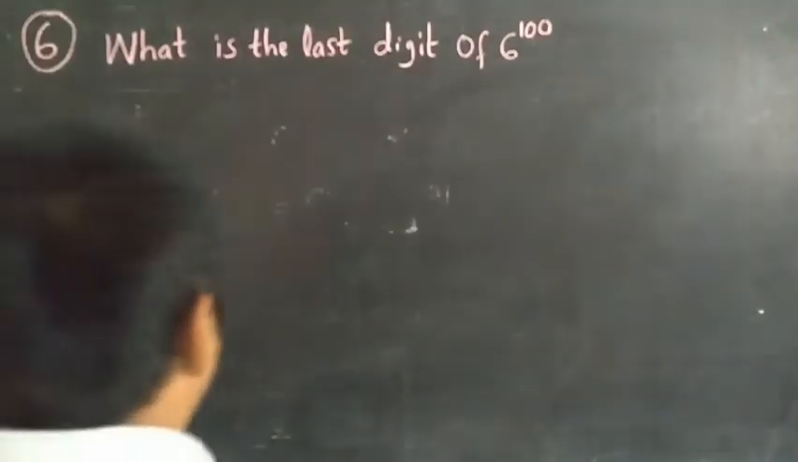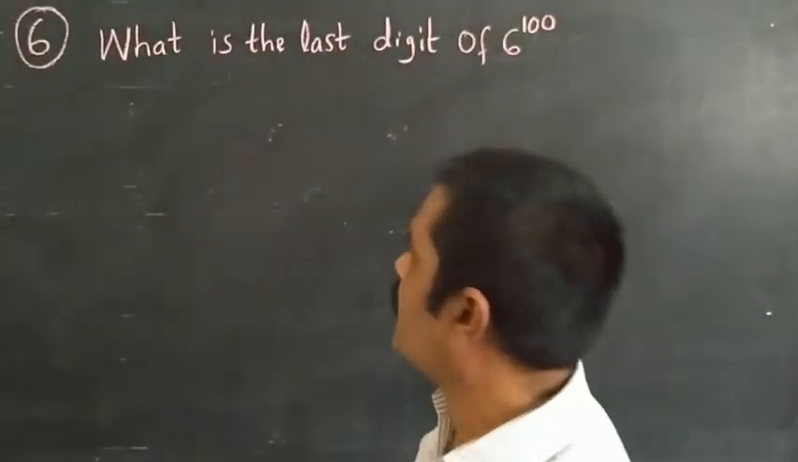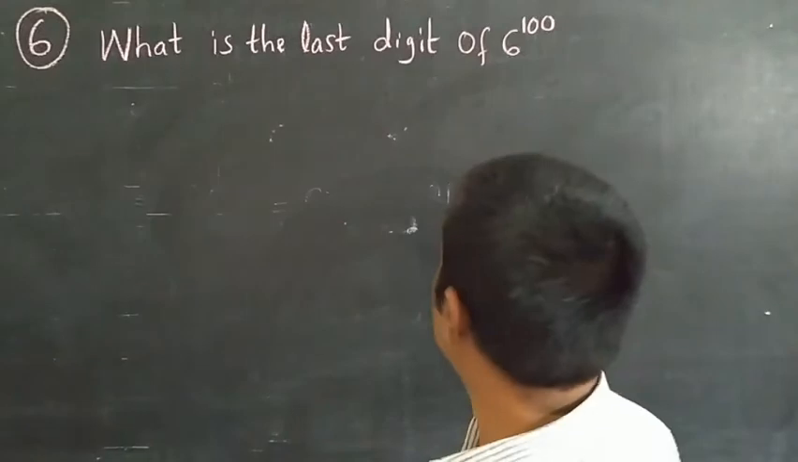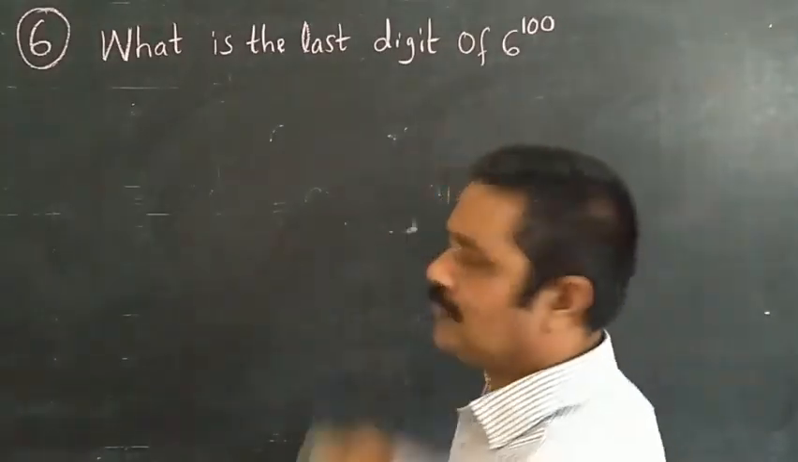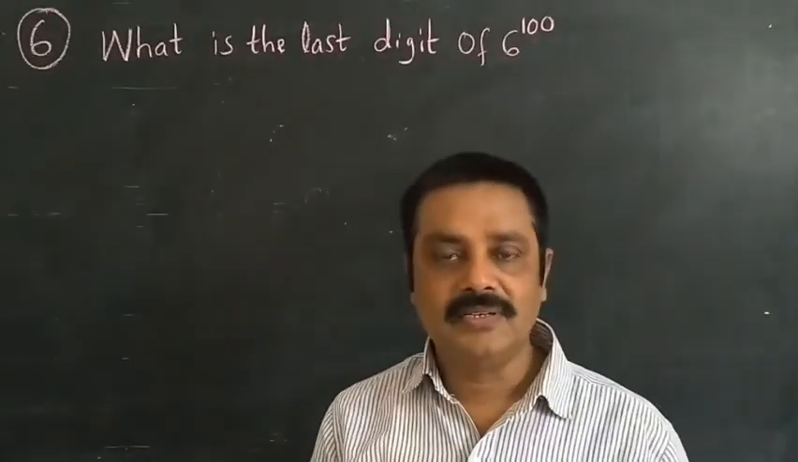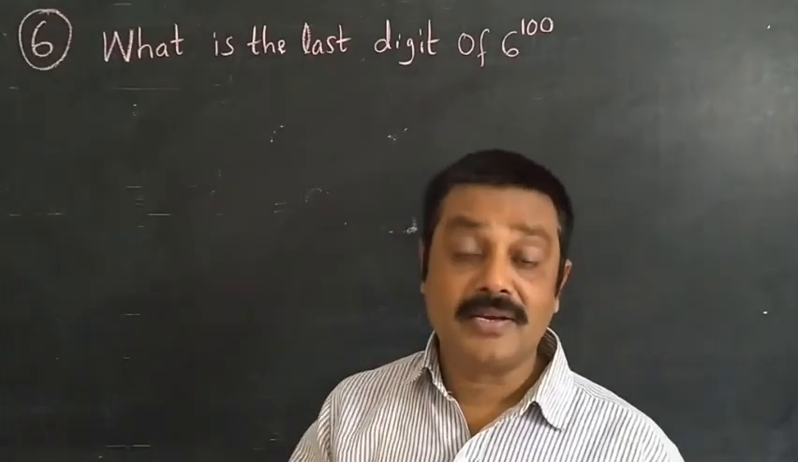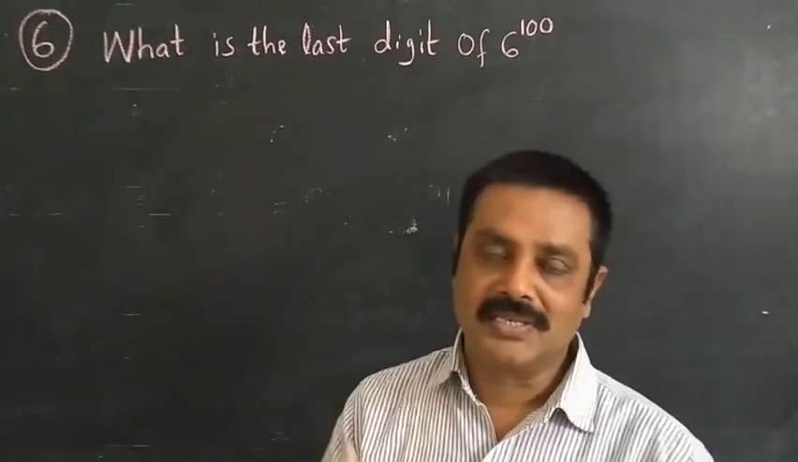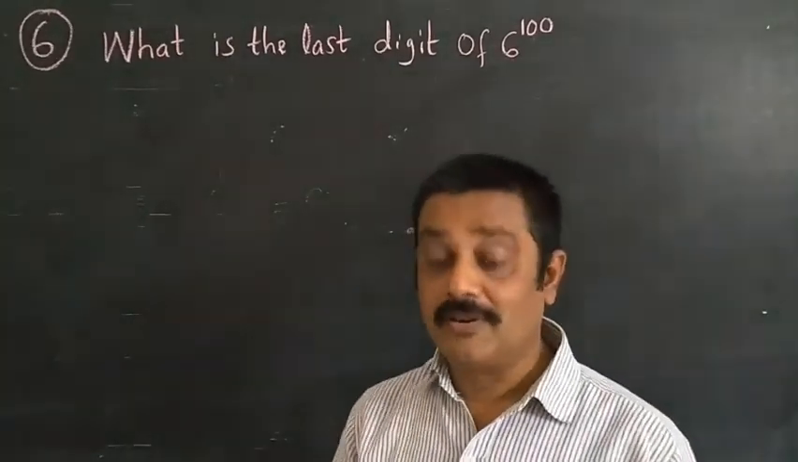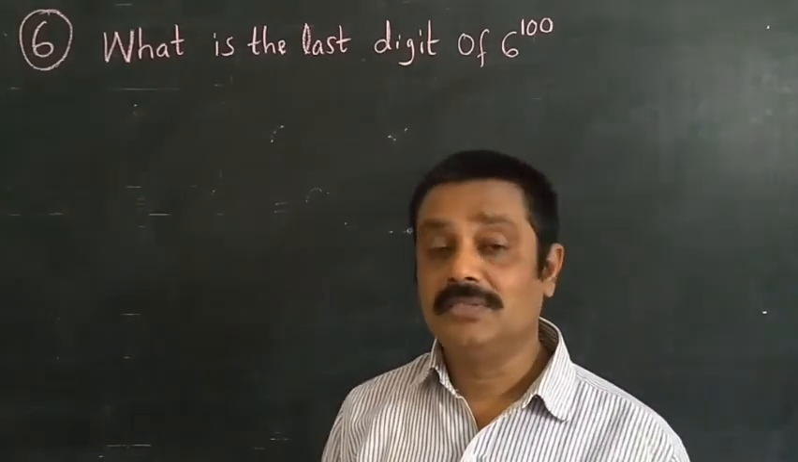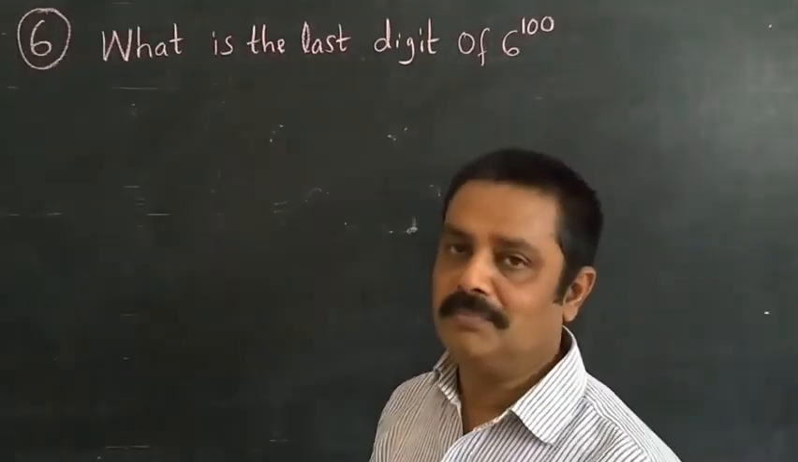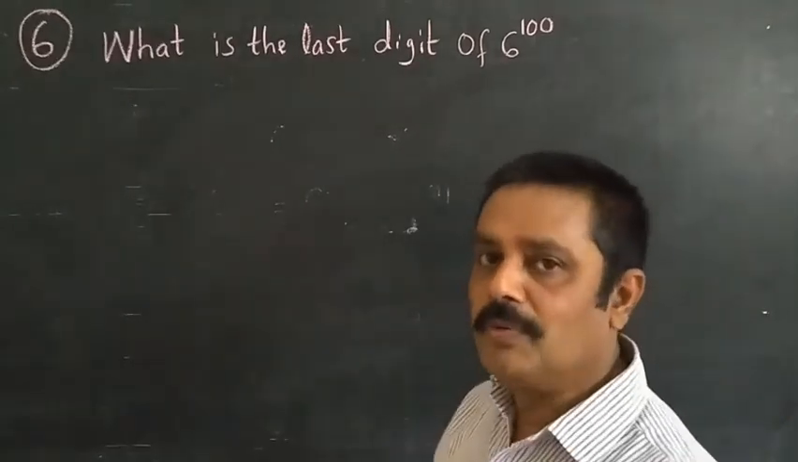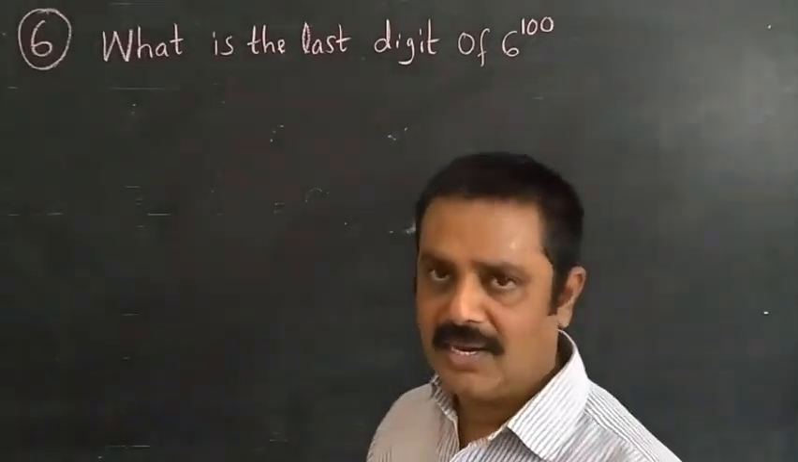Here, what is the last digit of 6 to the power of 100? In this exercise 1.2, this is the last question. So, how to find it? It is asking to find 6 into 6 into 6, like 100 times, after which we get a very big number. What is the last digit value being asked? How can we say that after completion of the calculation? Is it possible? No. It is very problematic. That's why it is better to go through the trial and error method.